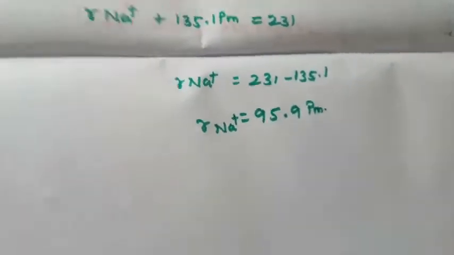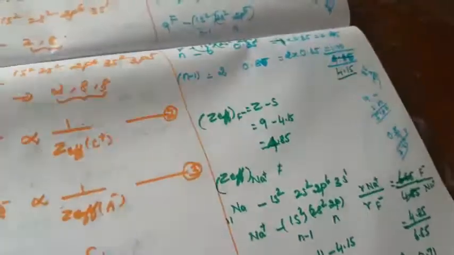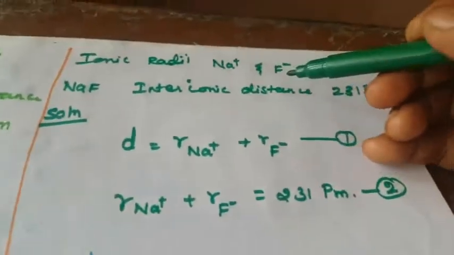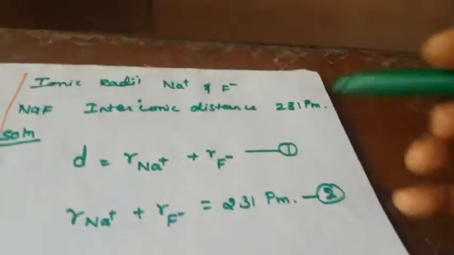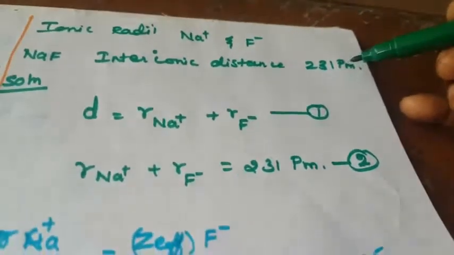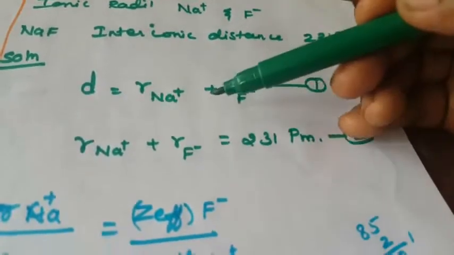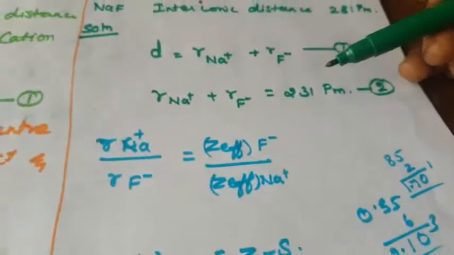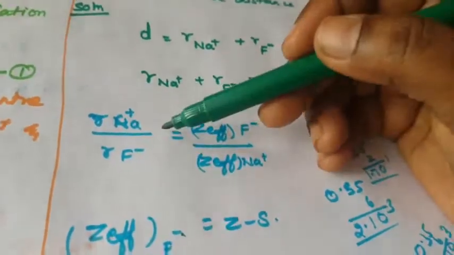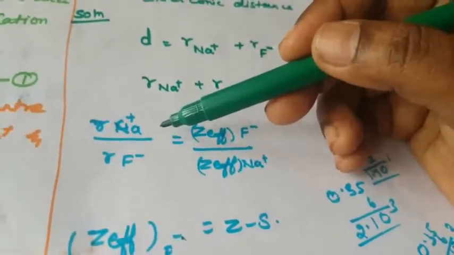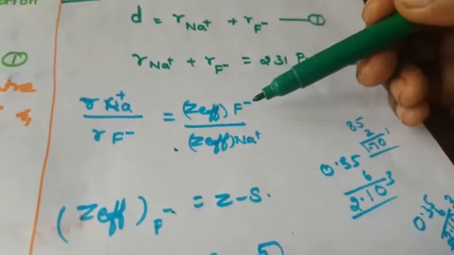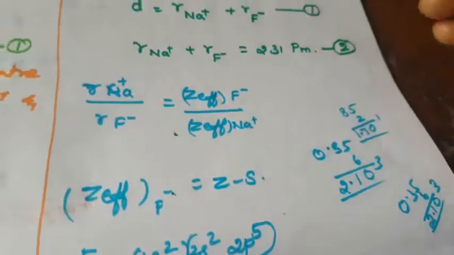This is the calculation. Once again I am writing, starting from the first one. This is the internuclear distance of Na plus and F minus ions. The internuclear distance is given, that is 230 pm. So D, the distance between Na plus and F minus, equals 230 pm, which is already given. According to the Pauling method, the ratio of radii is related to the effective nuclear charge, cation divided by anion.